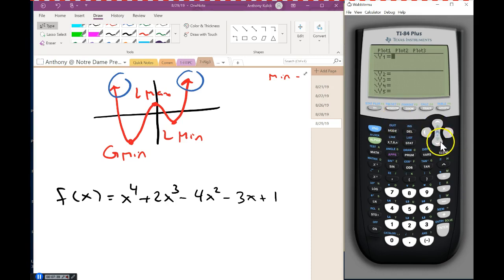Also, if this is not the very first time you've opened the calculator and turned it on, you should probably scroll down and make sure that there's not anything else typed down at the bottom. So I notice that all of my y equals spots are blank, which is good. So I'll just scroll back up to the top now.